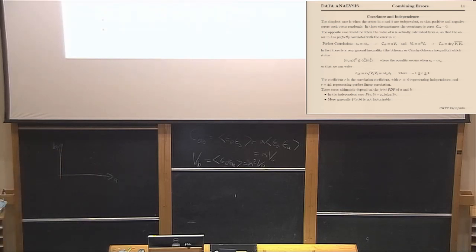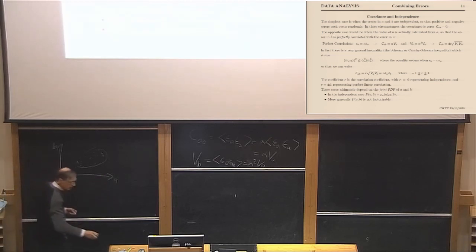The question is, what's the shape of that probability distribution, and if it's got a certain symmetry to it, and in particular if it factorizes so that the probability of getting A and B is just the probability of getting A multiplied by the probability of getting B, then we're in the independent error case. But more generally, this distribution might actually be rather skew, so that the distribution is elongated in this direction, which means that large values of A are correlated with large values of B. And that's what the correlation represents.